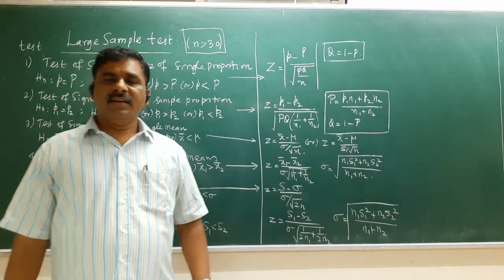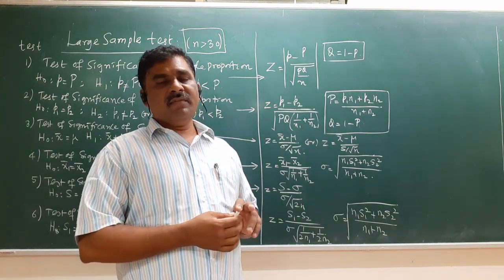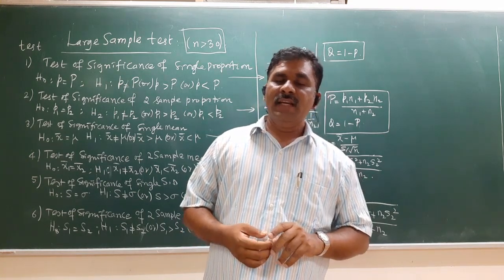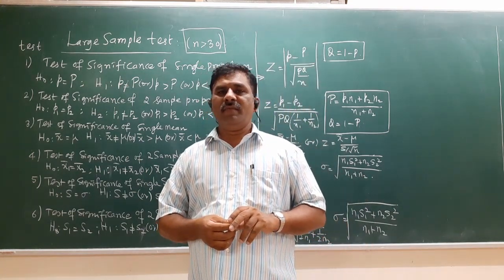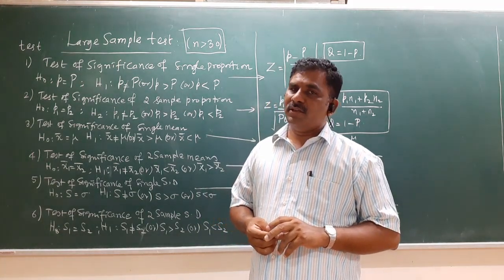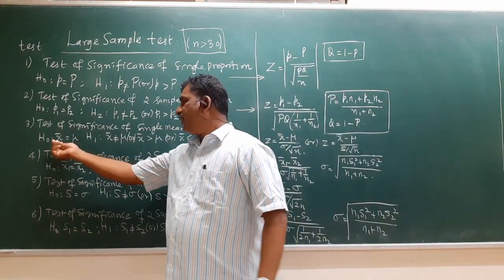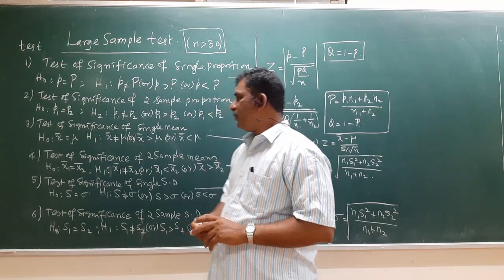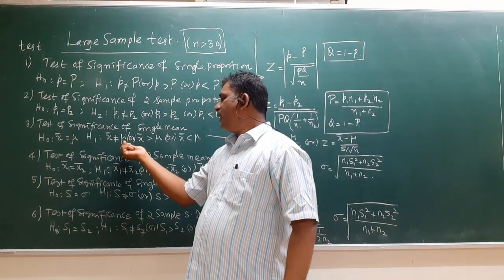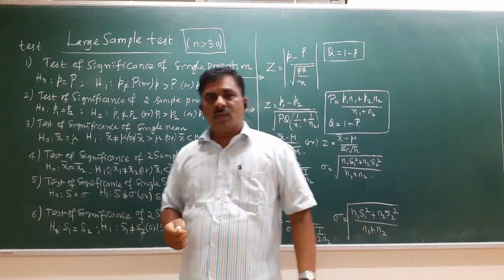Next test is test 3, test of significance of single mean. Test of significance of single mean is you are going to test the significant difference between the sample mean and the population mean. Usually the sample mean is denoted by x bar, population mean is denoted by mu. So what is H naught here? H naught is x bar equal to mu. What is the alternative hypothesis H1? H1 is x bar not equal to mu, x bar greater than mu, x bar less than mu.